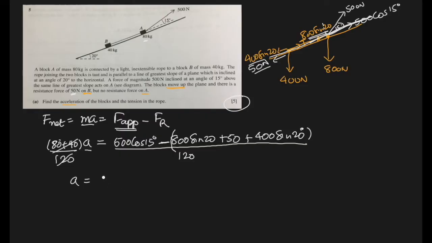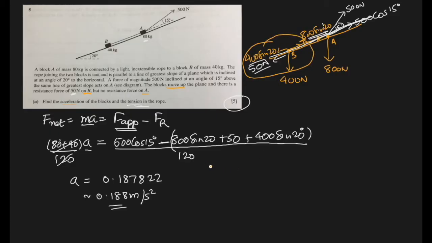What I'm getting here is 0.187822. Since we want three significant figures, we will write 0.188 meters per second squared. This is the acceleration. Now they are also asking for the tension in the rope. For tension, we should focus on one of the bodies, either A or B. I'll prefer B because it has fewer forces. So I'll take this as one system, and I will find tension according to this.